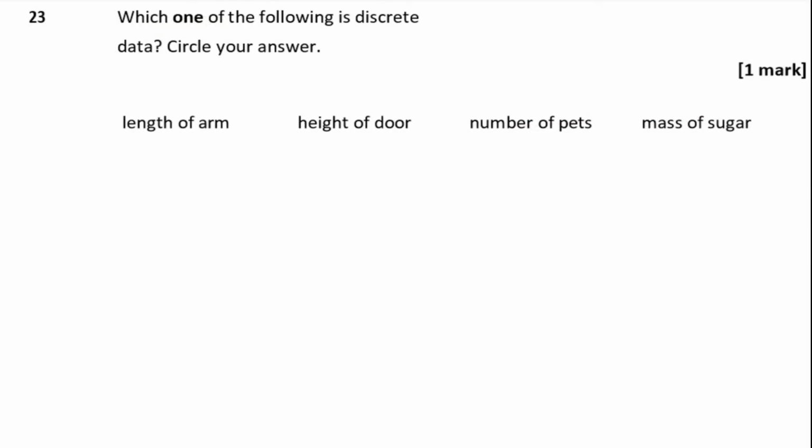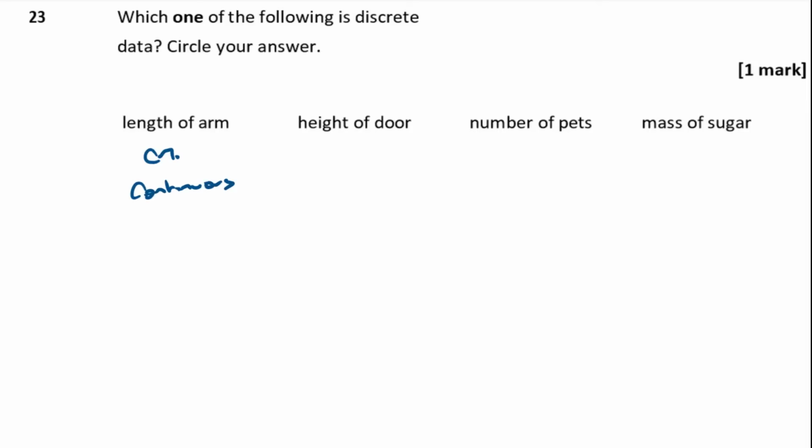Question 23, which one of the following is discrete data? Circle your answer. So you've got two types of data, haven't you? You've got discrete and continuous. So discrete data is one that comes in distinct, usually whole numbers, not necessarily whole numbers, but you know, it comes in jumps. Whereas continuous data could be anything between a given range. Now, length of an arm, you would normally measure that in something like centimeters. Heights, lengths, these are all continuous.